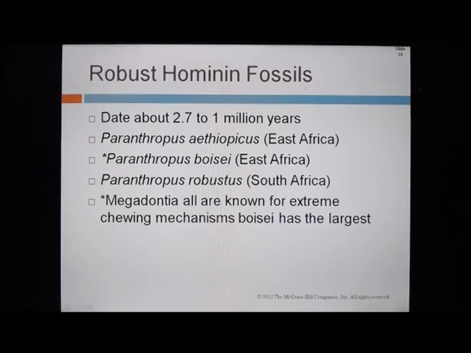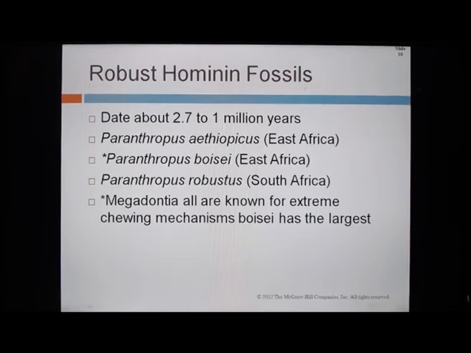Robust hominid fossils date about 2.7 to 1 million years ago. Three types that we'll look at are Paranthropus aethiopicus from East Africa, Paranthropus boisei from East Africa, and Paranthropus robustus from South Africa. If you remember last week, I said begin to differentiate between East and South, and then Northern and Central, and then time periods, and it will help you get a better idea for the quiz.